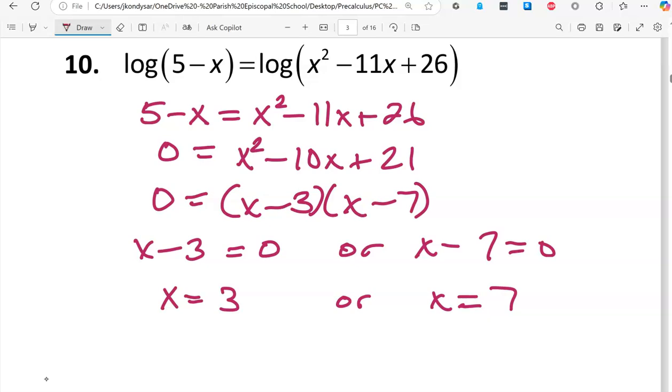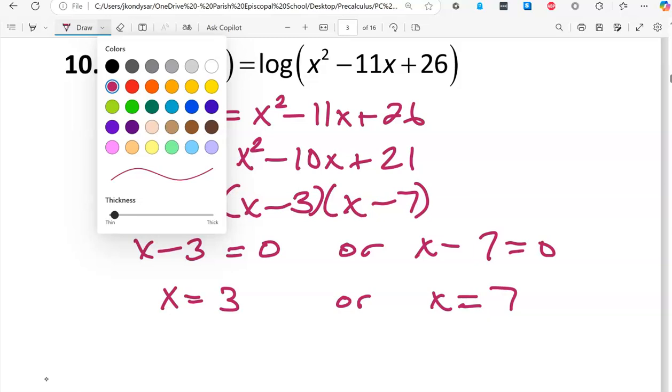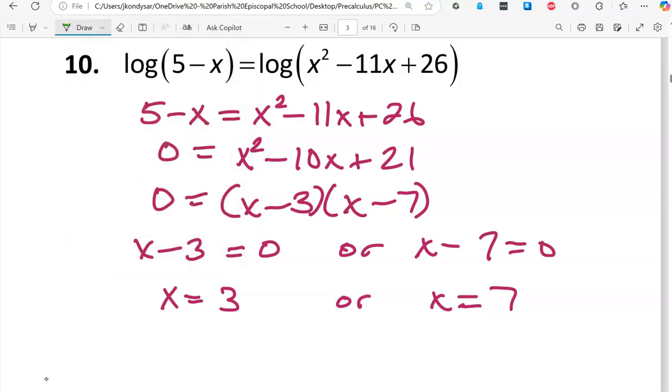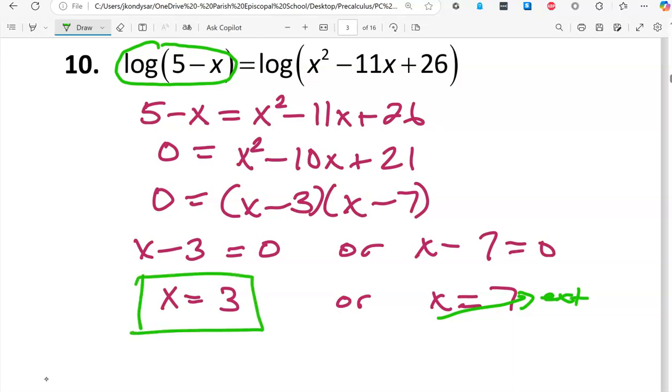Assuming we've done everything correctly, we just need to check to see if we, in fact, get the log of a negative number when we plug in. When we plug in x equals 3, we get log of 5 minus 3, which is log of 2. Valid. That's the log of a positive number. When we plug in 7, we get log of 5 minus 7, which is log of negative 2. Invalid. So that is an extraneous solution. So x equals 3 is the only valid solution for this equation.